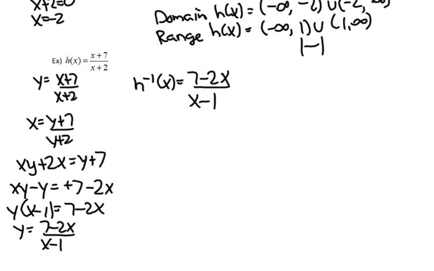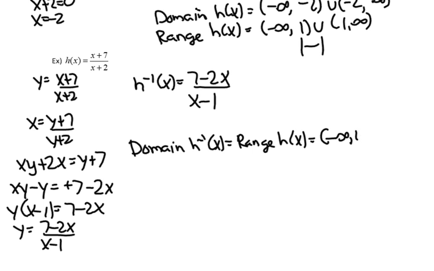Okay, so let's talk about then the domain of the inverse. Remember, that's the same thing as the range of the original. Well, let's take a look at the domain of the inverse. We know x cannot equal 1, but it could equal any other value. Notice the range of h. We determined, thanks to Desmos, that it's all real numbers except 1. So they match.